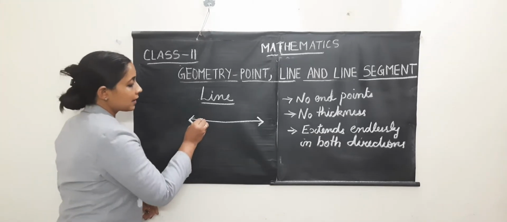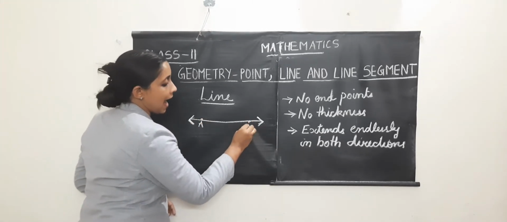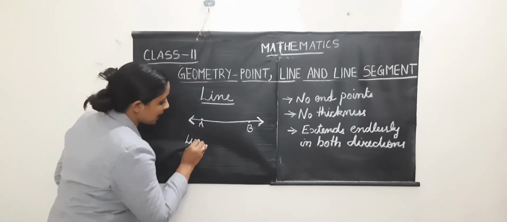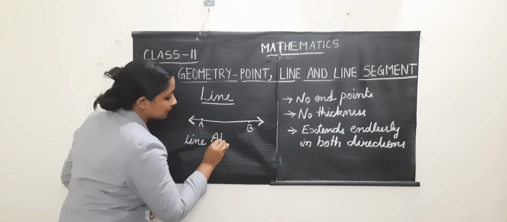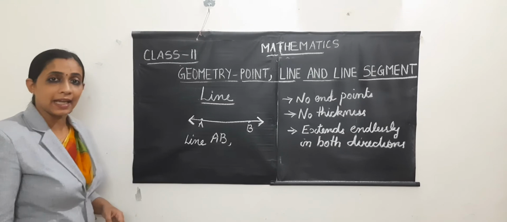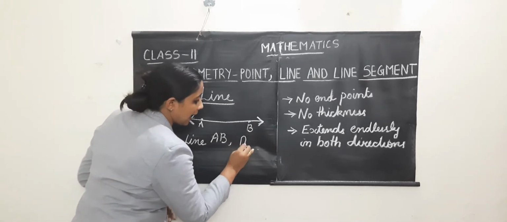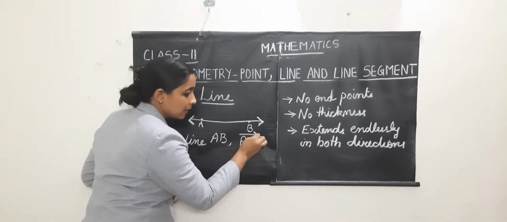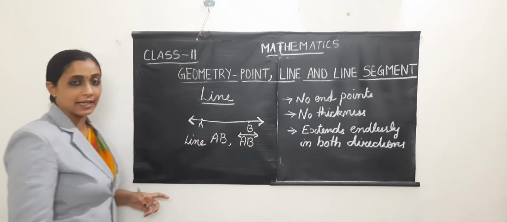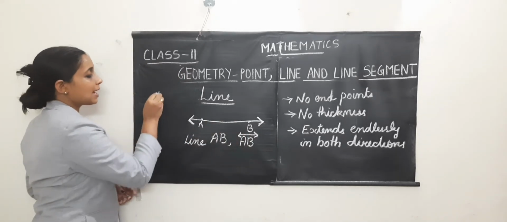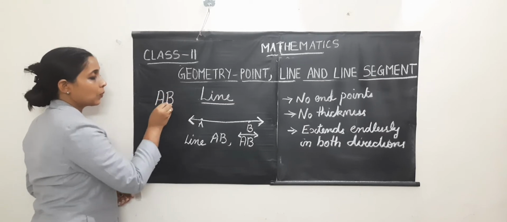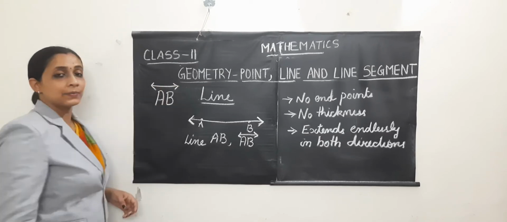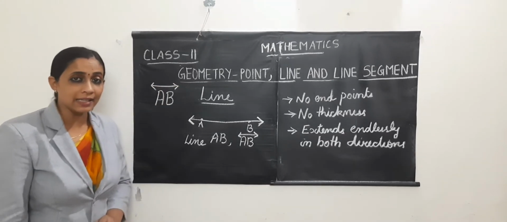You can put points A and B on a line. Now we can name it line AB. How will you write it? A, B, and on the top you will draw a line with arrows on both sides. So line AB is denoted with a straight line on the top with arrows on both sides.